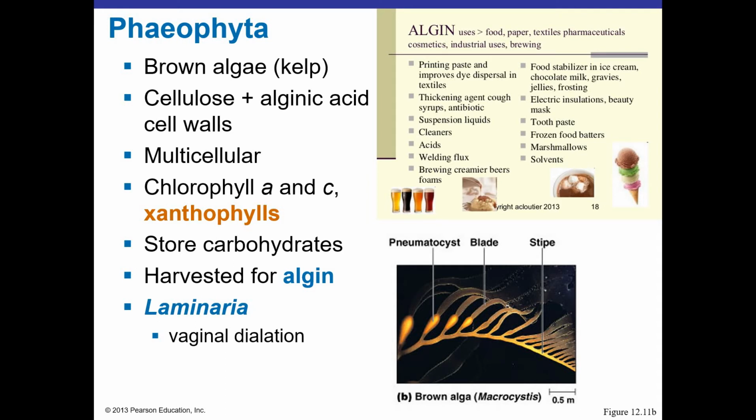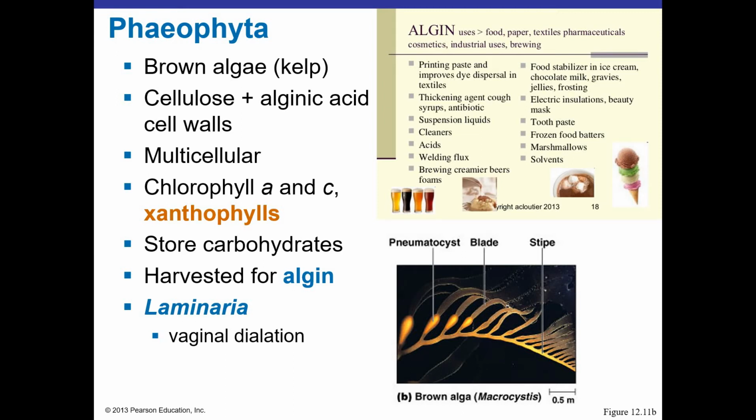Here's a list of some of the places where algin is found, and you may not have even realized. So things like marshmallows and your toothpaste and cleaners are all examples where this kind of thickening agent is useful. We also see another interesting property. The laminaria is harvested for a chemical property that is used for vaginal dilation. So we see the algae have interesting properties that allow us to use them both for pharmaceutical purposes and food purposes as well.